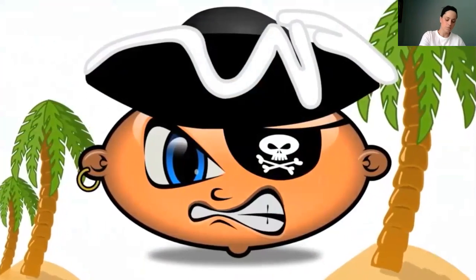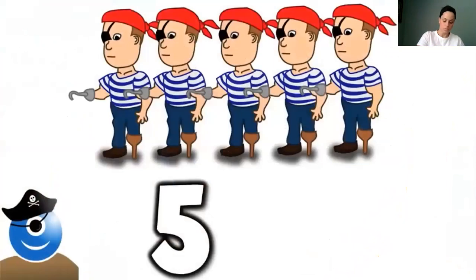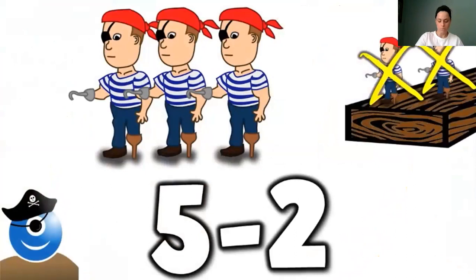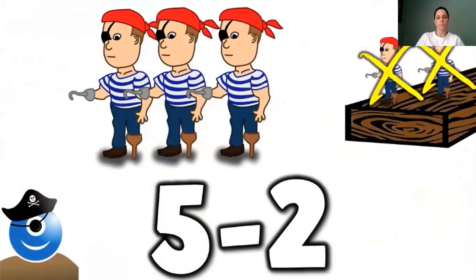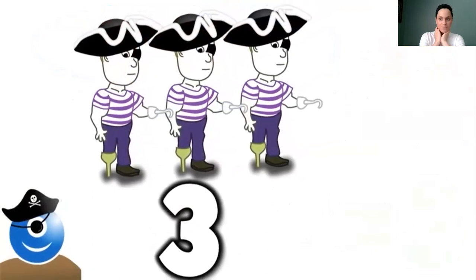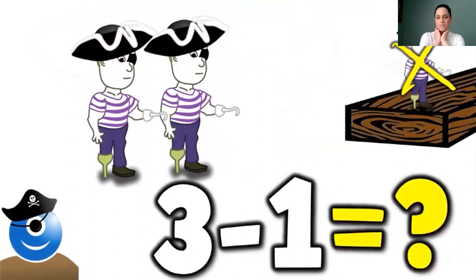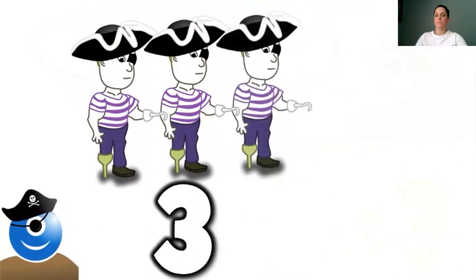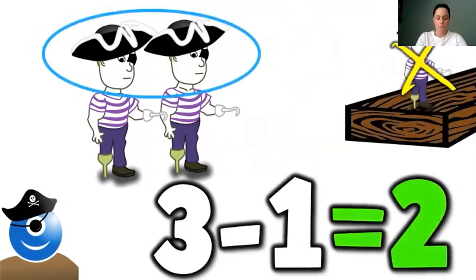Ahoy, mateys! It's time to do some subtraction stories on our pirate ship. Once upon a time, there were 5 shipmates. I got angry and made 2 of them walk the plank. How many shipmates did I have left? Let's see. 5 minus 2 equals 3. I had 3 shipmates left. All right, it's time for a new story. One day, I had 3 pirate helpers. I got rid of one swashbuckling helper and made him walk the plank. How many pirate helpers did I have left? Let's see. 3 minus 1 equals 2. I had 2 helpers left.